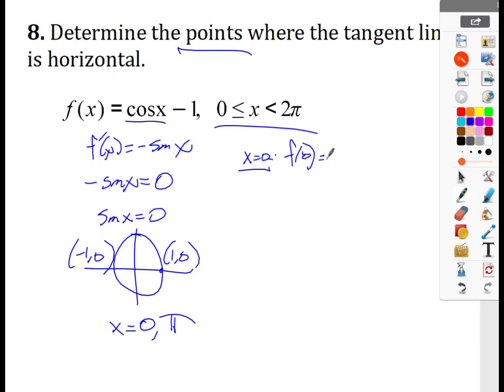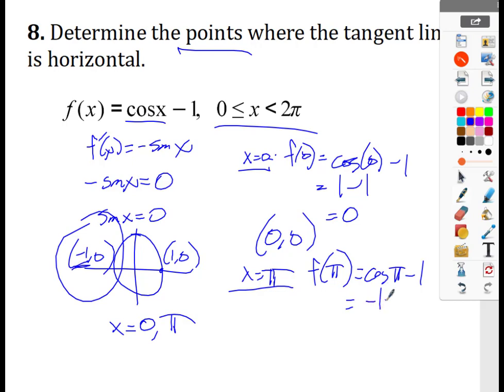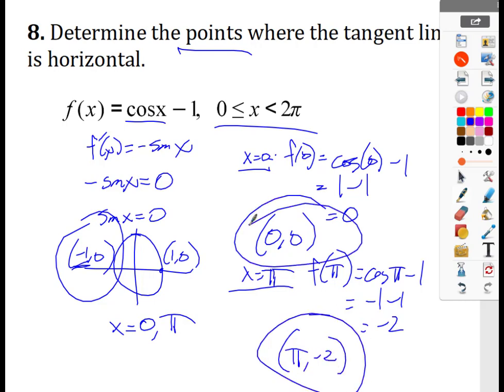F of 0 equals cosine of 0 minus 1. Cosine of 0 is 1, so it's 1 minus 1, which is 0. So we have a point 0, 0. And pi, plug in pi into the original function. Cosine of pi minus 1. Cosine of pi is over here. It's the x value, so it's negative 1. So you get negative 2. So therefore the point is pi, negative 2. These are the 2 points where the tangent line is horizontal.